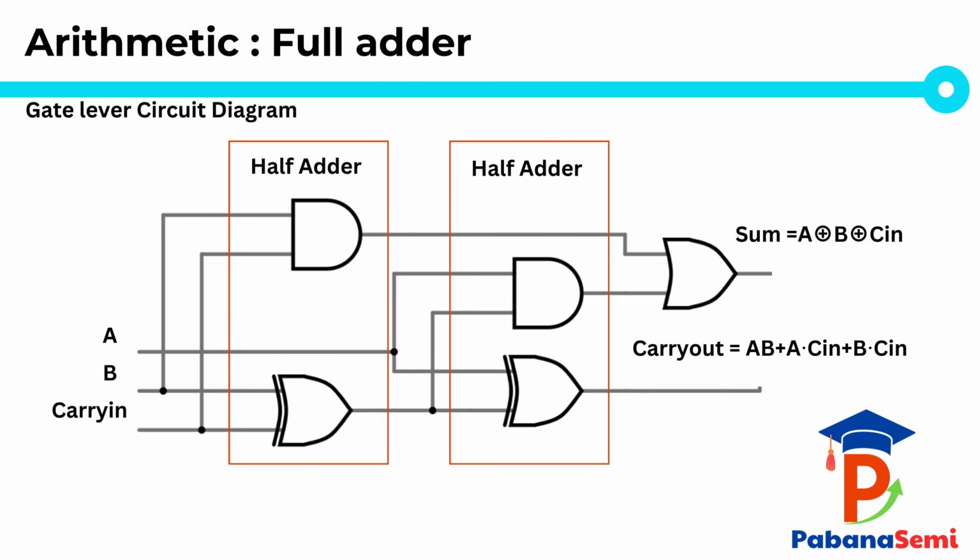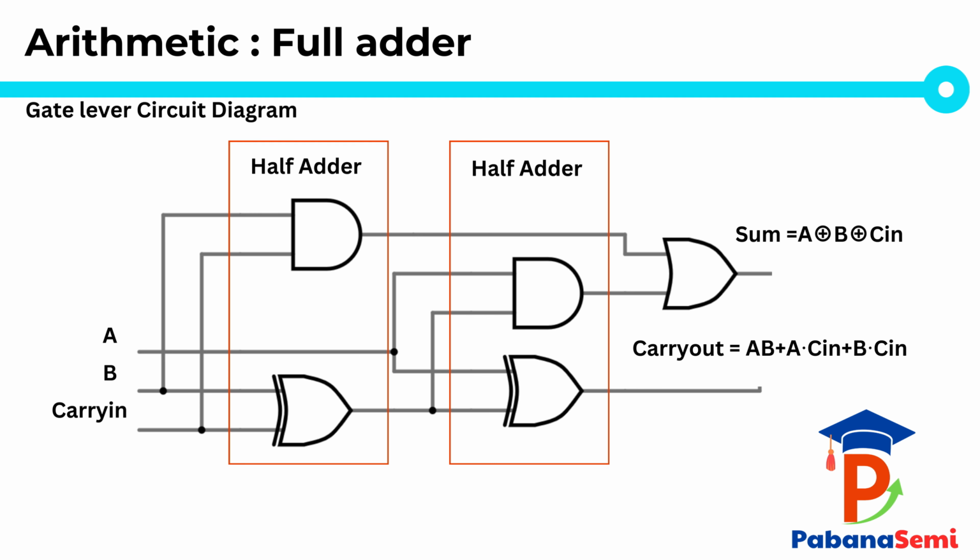A full adder can be implemented using 2 half adders plus an OR gate. In the first half adder, we add A and B. This produces an intermediate sum and a carry, often called S1 and C1. Next, the second half adder adds that intermediate sum S1 with the carry in, Cin. This generates the final sum output. That's why the final sum equation becomes sum equals A XOR B XOR Cin.